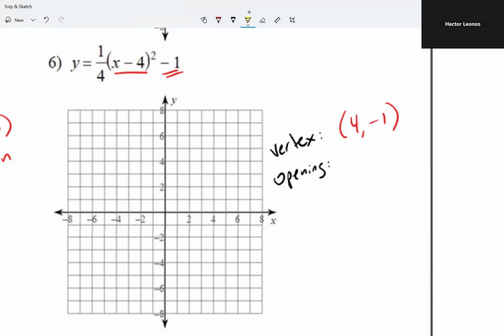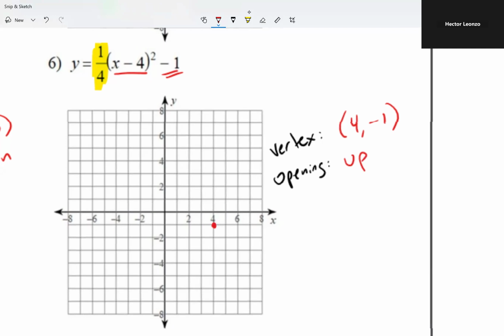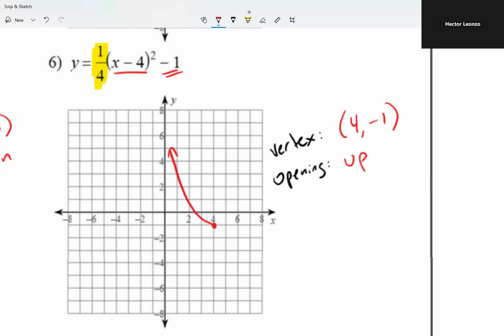The opening, again, I look at the first number. It's a fraction, it's a 1/4. But I'm just looking at the sign, positive or negative. It's a positive. So in this case, the opening is up. The vertex in this case is right here. And I have an idea that this thing might look something like that. It's opening up.